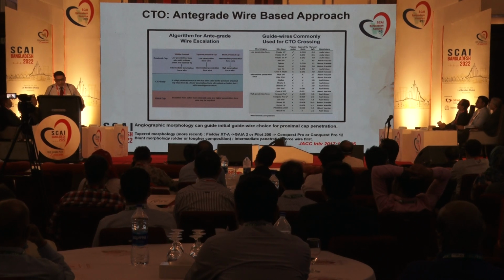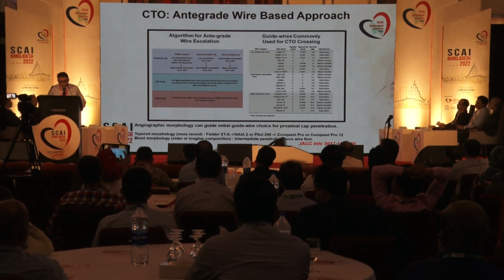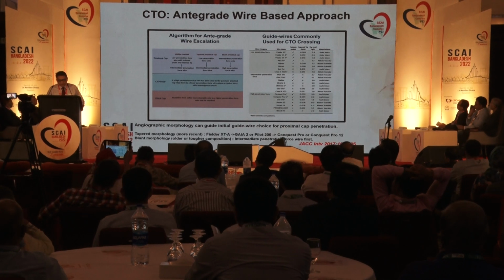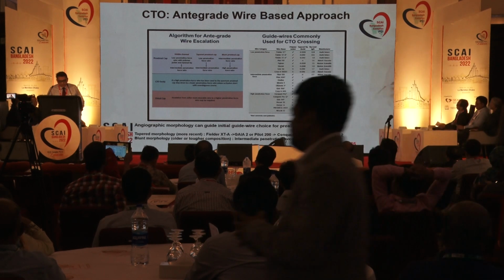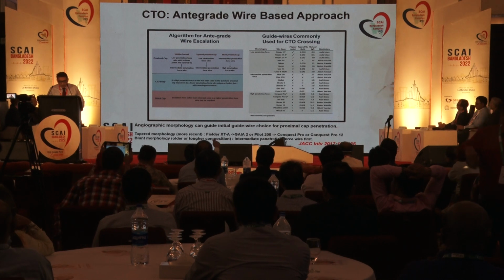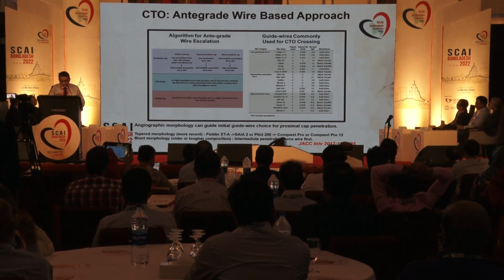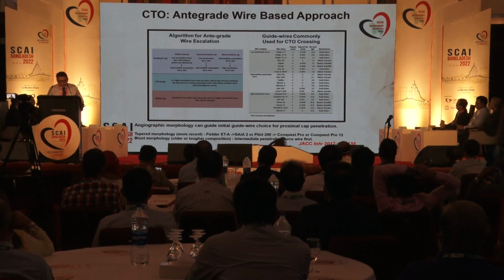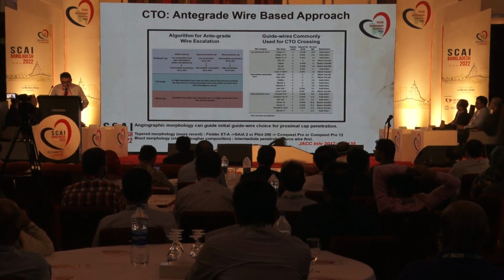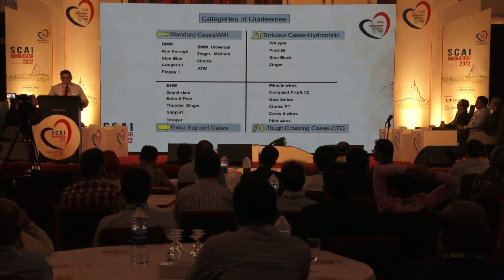So in CTO, guide wires are commonly used to cross. You can see low penetration wires. These are Fielder ST on the right hand side, Fielder XTA, they are Gaia 1, and in the intermediate penetration you can see the Pilot 150, Pilot 200, and Gaia 2. In the high penetration you can see the Conquest Pro, the Gaia 3. So these are the categories of the wire.